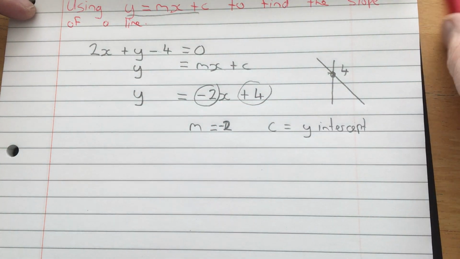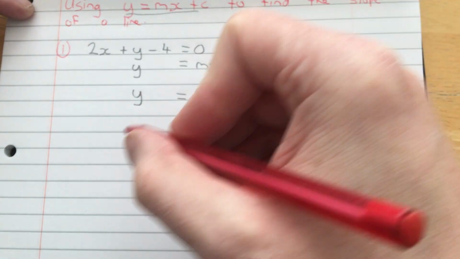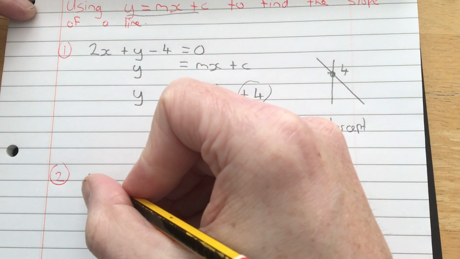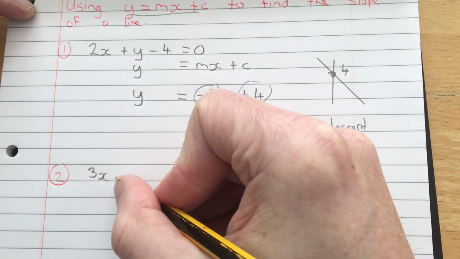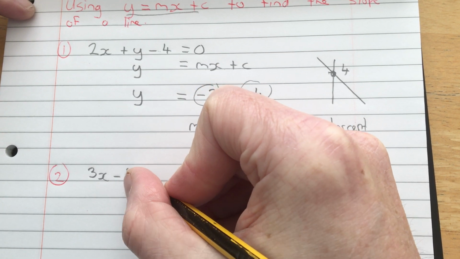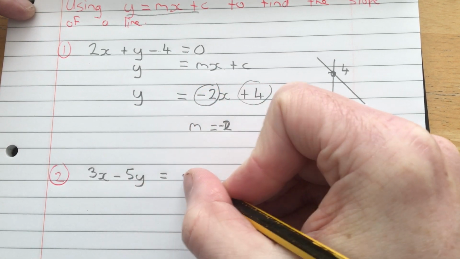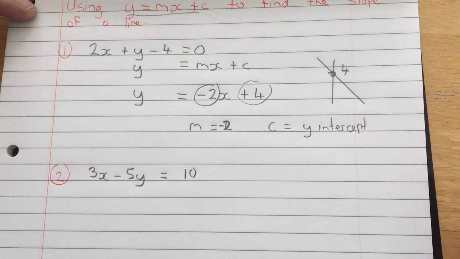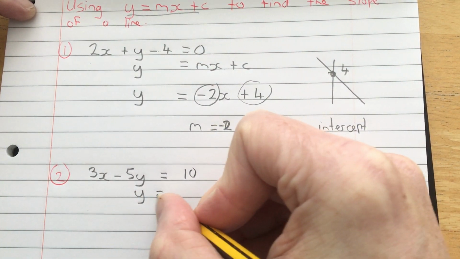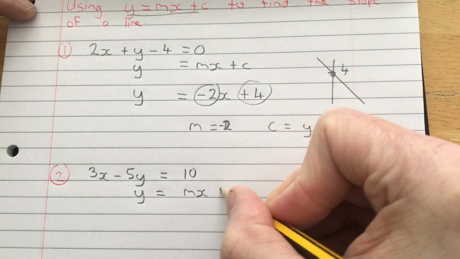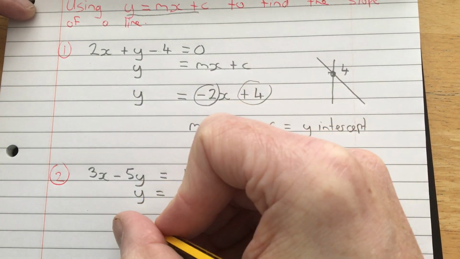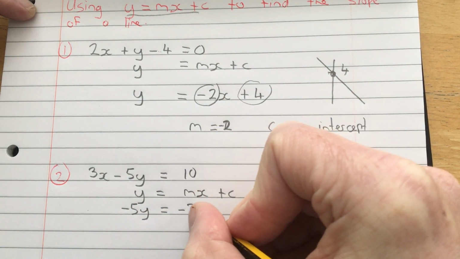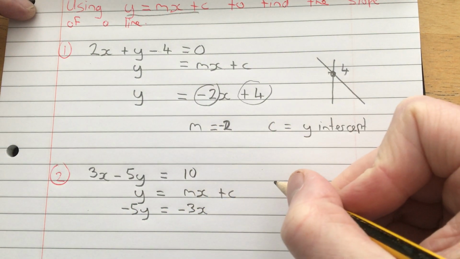Another example, so we'll just call that example 1 and I'll call this example 2. If we had 3x minus 5y equals 10. Now, write it in the form y equals mx plus c. So in other words, keep the y term on the left. So minus 5y, keep it there, and move the x term over to the right.